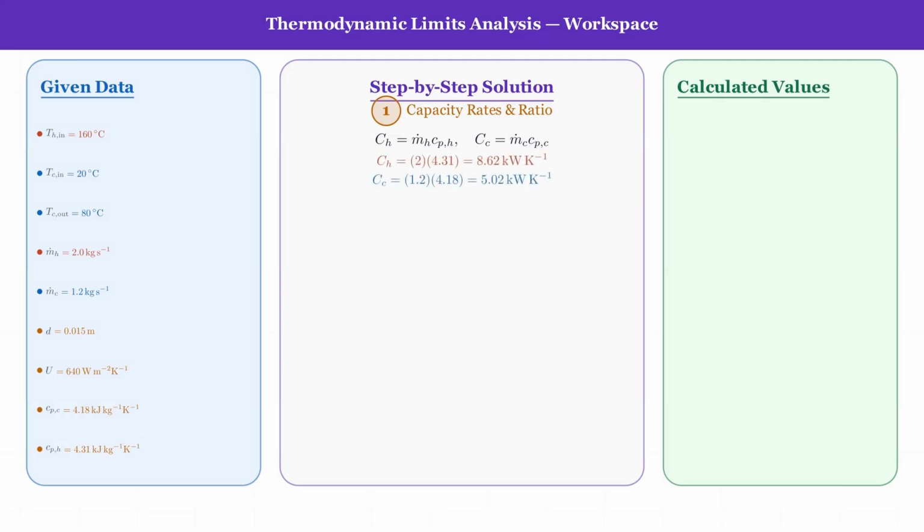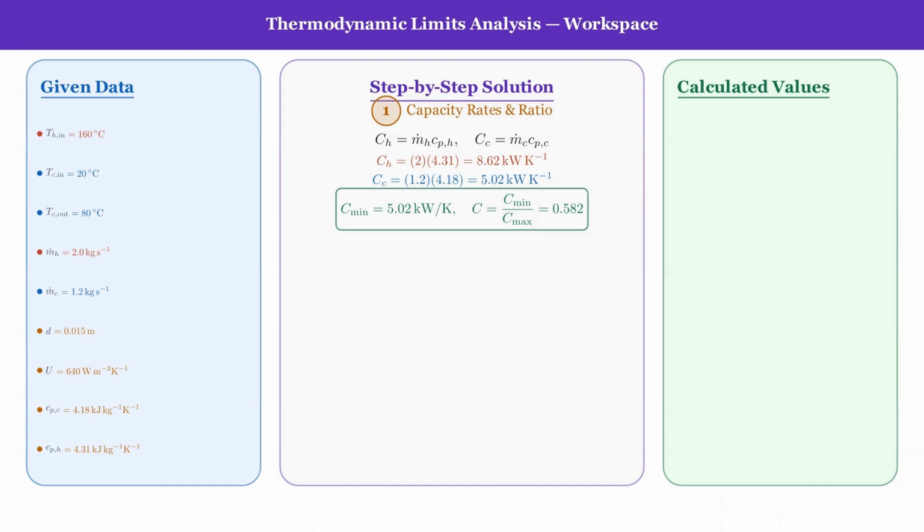For the geothermal hot stream, 2 kilograms per second times 4.31 kilojoules per kilogram per Kelvin gives C sub H equals 8.62 kilowatts per Kelvin. For the cold water stream, 1.2 kilograms per second times 4.18 gives C sub C equals 5.02 kilowatts per Kelvin. The cold stream has the smaller capacity rate. C min equals 5.02 kilowatts per Kelvin. The capacity rate ratio, C, equals C min divided by C max, which is 5.02 divided by 8.62, giving C equals 0.582. This ratio tells us something immediately useful.